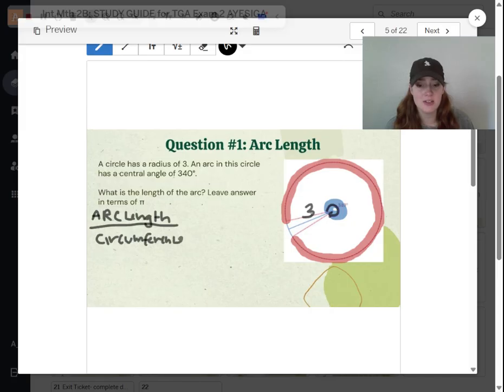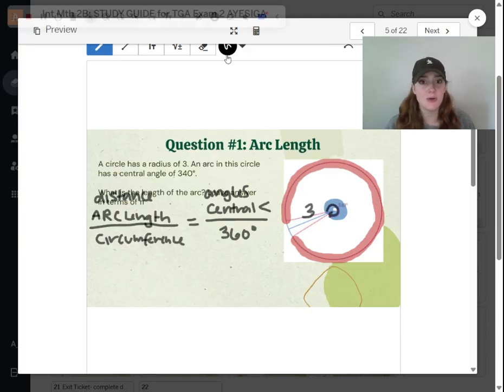Equal to the central angle divided by 360 degrees, which is our total. So again, it's the ratio for distance, and then the ratio for the angles. So ratio with distance, ratio with angles. So arc length, that's what we highlighted. That's our unknown. We're going to try to find that value.